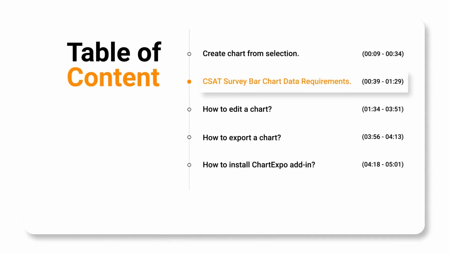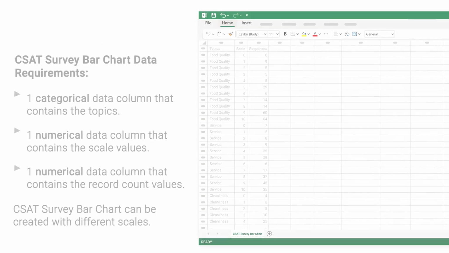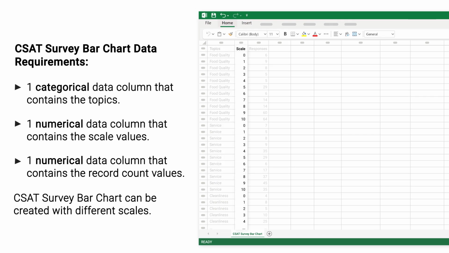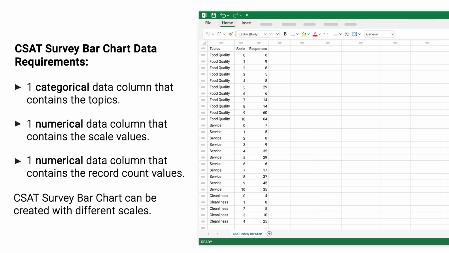CSAT Survey Bar Chart Data Requirements. 1 categorical data column that contains the topics. 1 numerical data column that contains the scale values. 1 numerical data column that contains the record count values. CSAT Survey Bar Chart can be created with different scales.